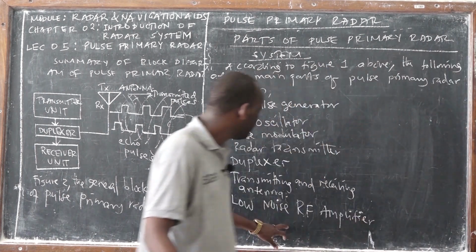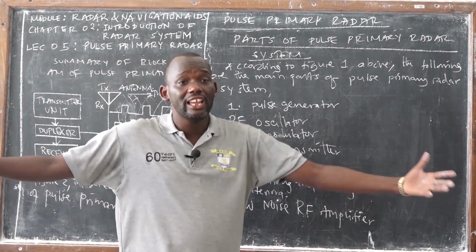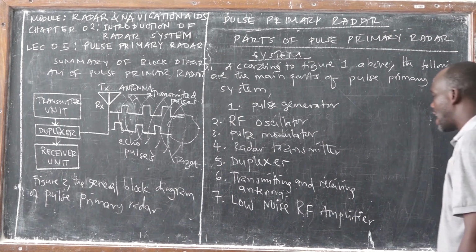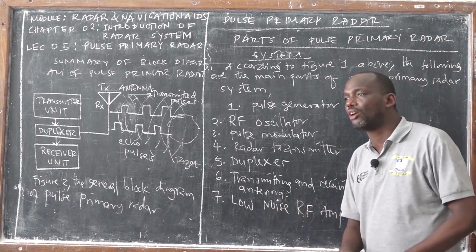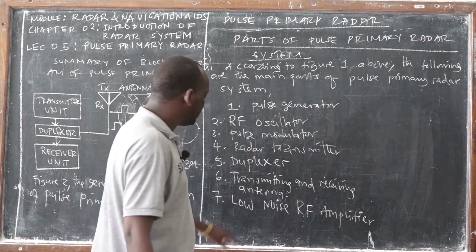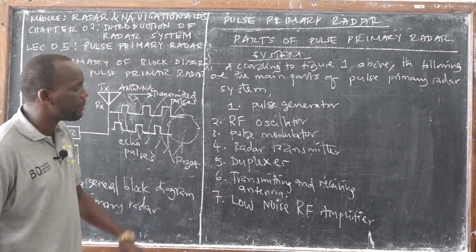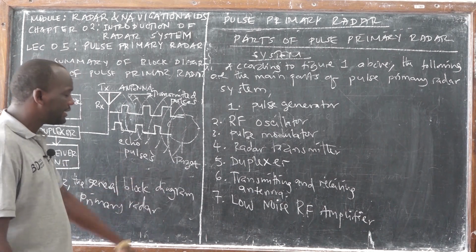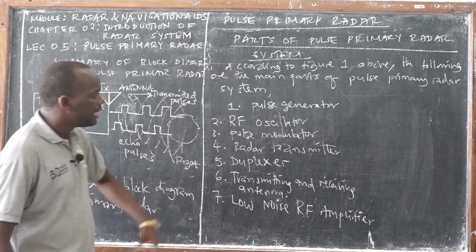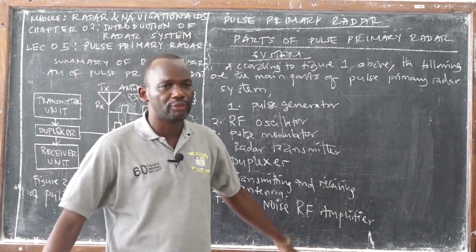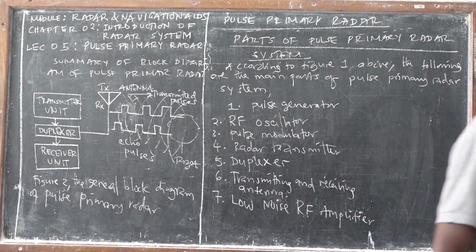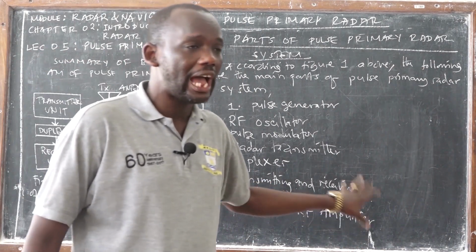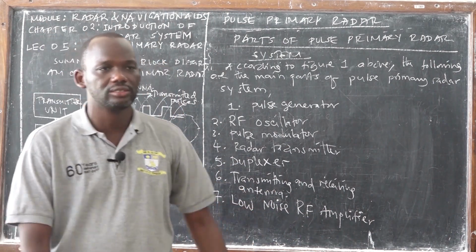For radio frequency, you can find 30 megahertz or 300 megahertz. For instance, some radars operate at a frequency of 2 gigahertz. If you have a 2 gigahertz pulse primary radar, it has a part in the receiving unit called the low noise 2 gigahertz radio frequency amplifier. In the next year, in entry level 60, the module called electronics communication laboratory will discuss in detail those types of amplifiers, especially electronics communications amplifiers.